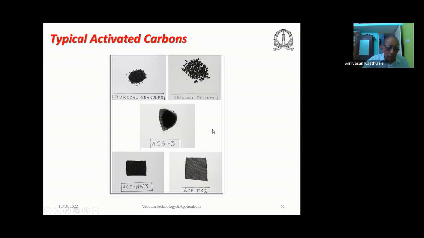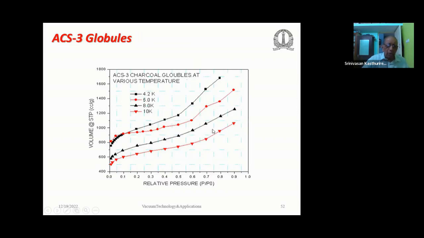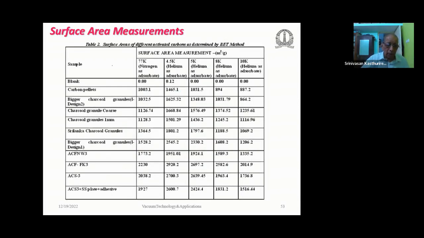Different carbons were characterized, and you get the characterization at different temperature levels: 4.2 K, 5 K, 8 K, 10 K, etc. This will tell you the performance of the activated carbon at different temperature levels. So you choose the best activated carbon for preparing your cryo panels, especially for pumping of helium.